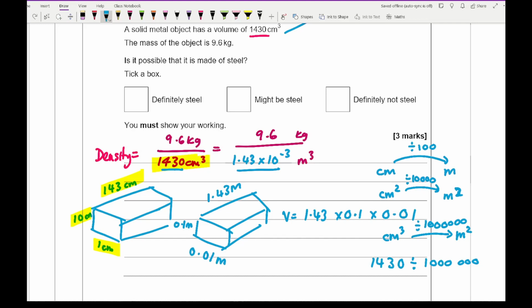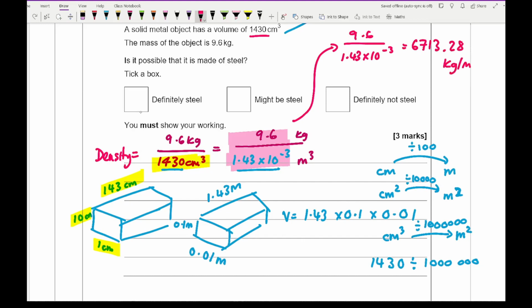So typing this calculation into my calculator, I'm running out of space on the screen, so I've got 9.6 divided by 1.43 times 10 to the power of minus 3, and I get an answer of 6713.28, and that's in kilograms per metre cubed.